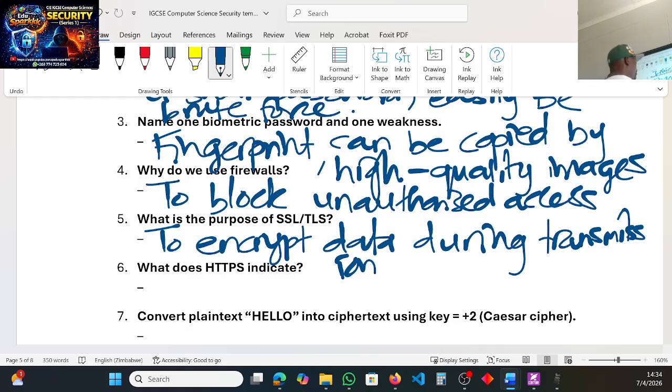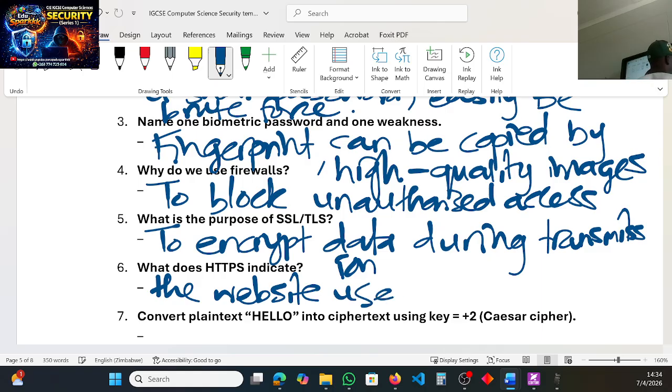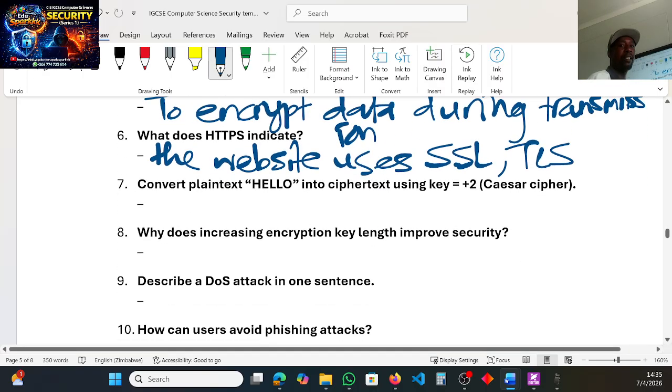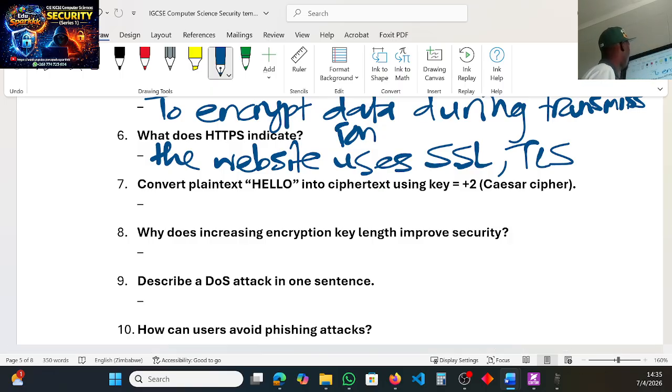So what does HTTPS indicate? Well, this simply tells us that the website uses SSL and TLS. In other words, encryption is there. Once encryption is there, it means one who's authorized to gain access or to read data can be given access.